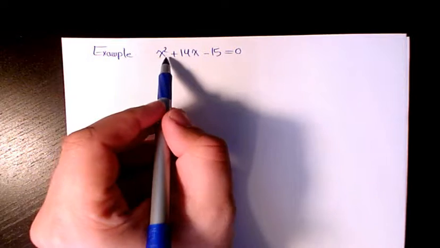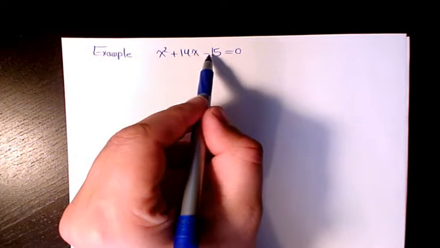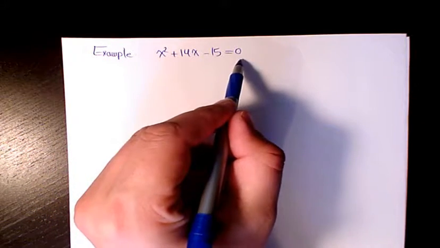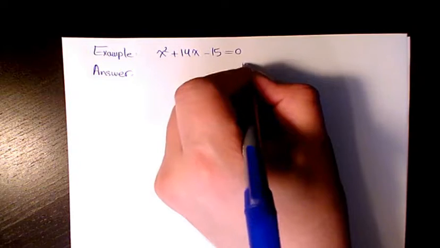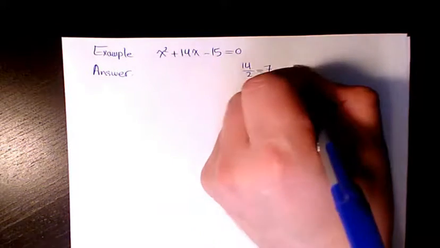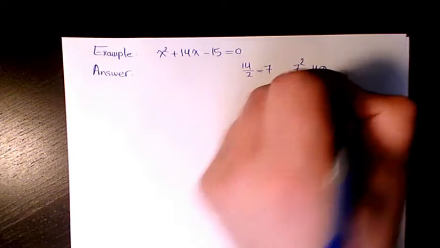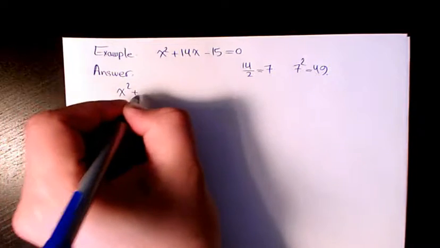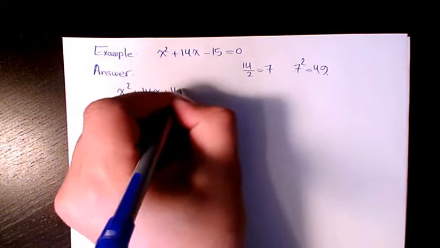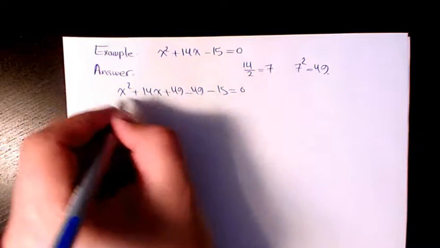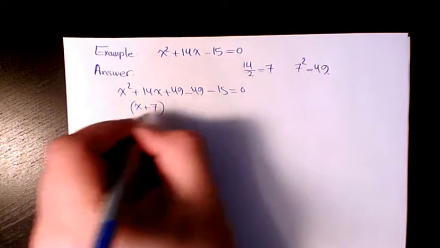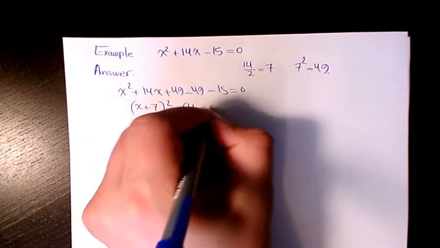First example I have is x squared plus 14x minus 15 equals 0. First thing I need to do: 14 divided by 2 is 7, and 7 squared is 49. So I need to add and subtract 49 there. The first 3 terms become (x plus 7) to the power of 2, minus 64 equals 0.